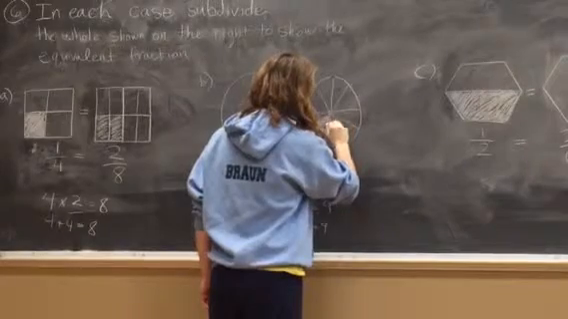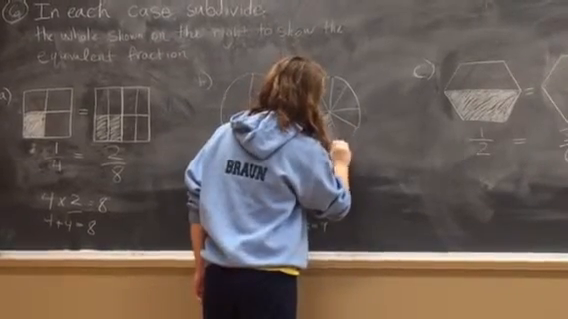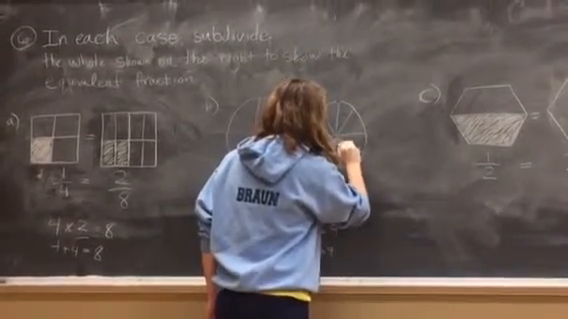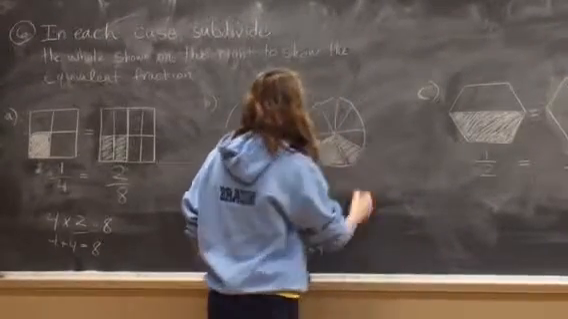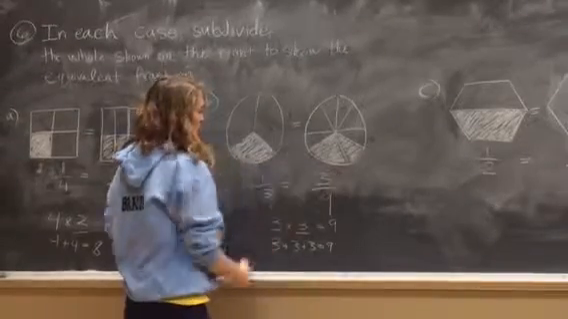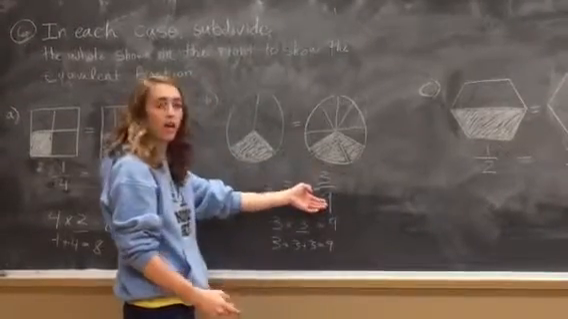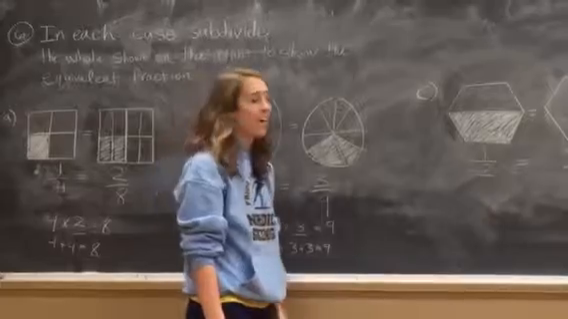Now we're going to shade in 3 of those. One, 2, and 3. And you can see that it takes the same shape. So 1/3 equals 3/9. We're going to move on to C now.